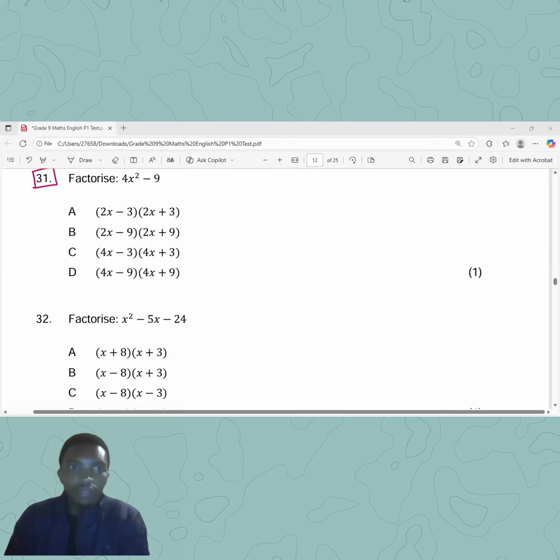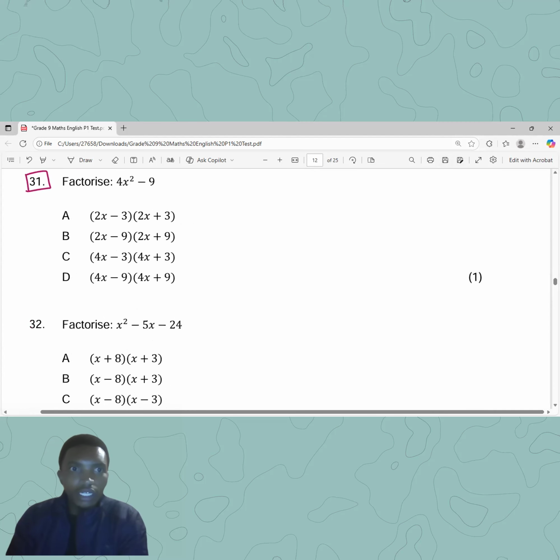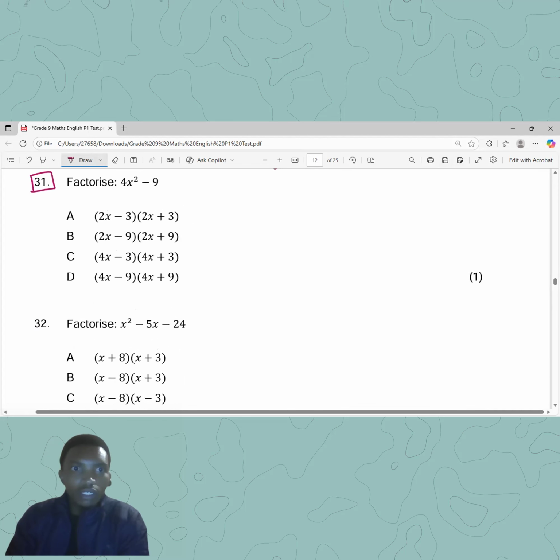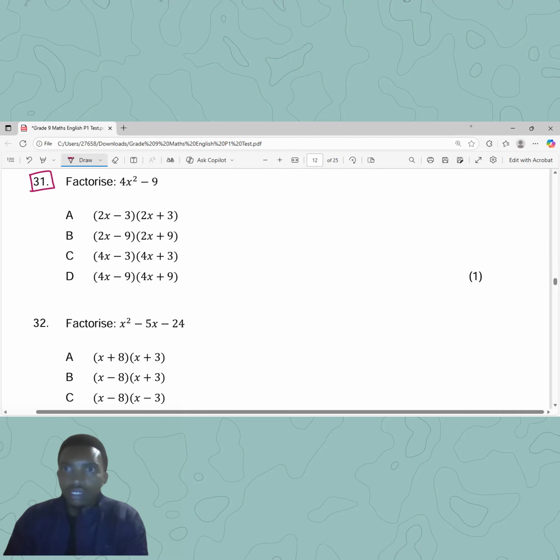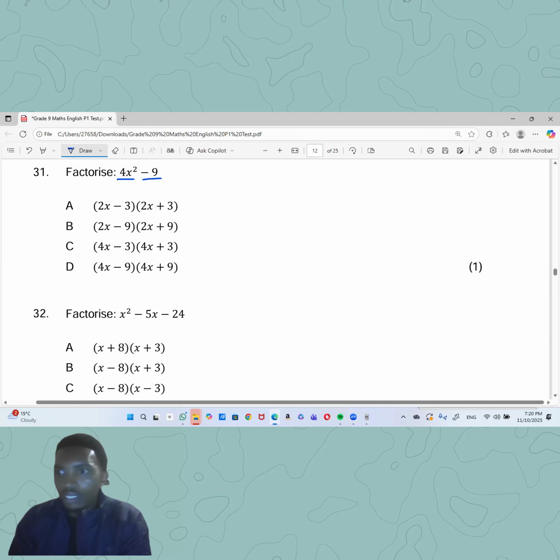Remember in this case, if we have two terms and they say we should factorize them, that means it could possibly be a difference of two squares. But how do we verify that?